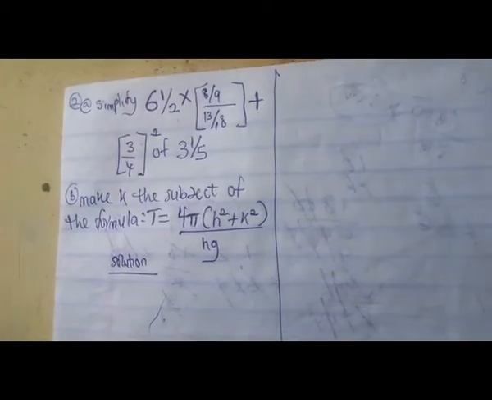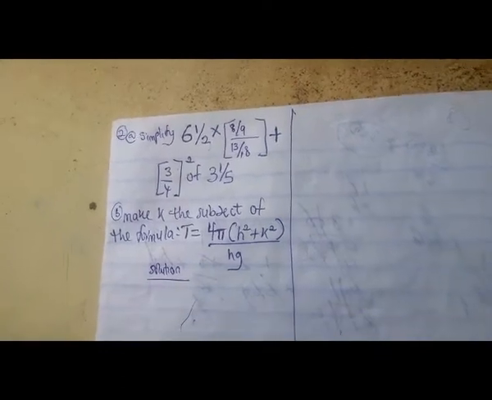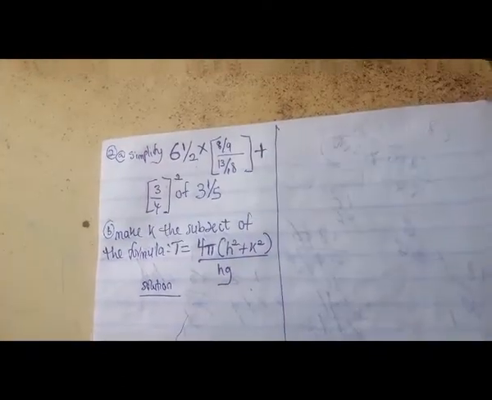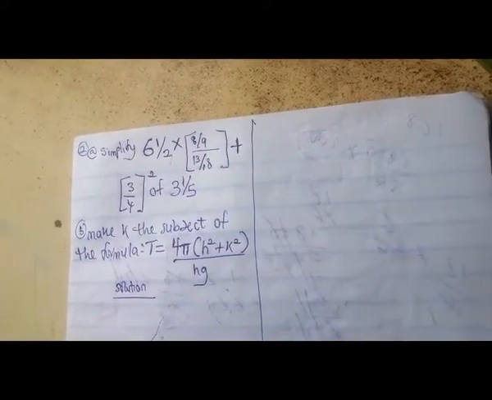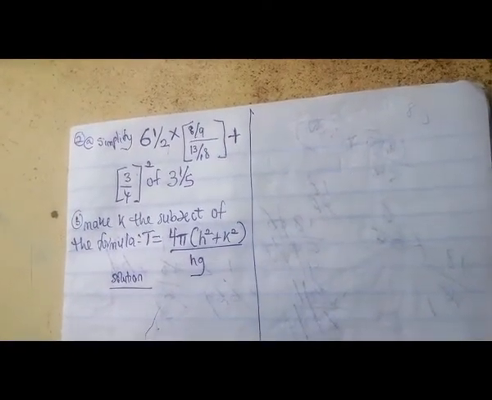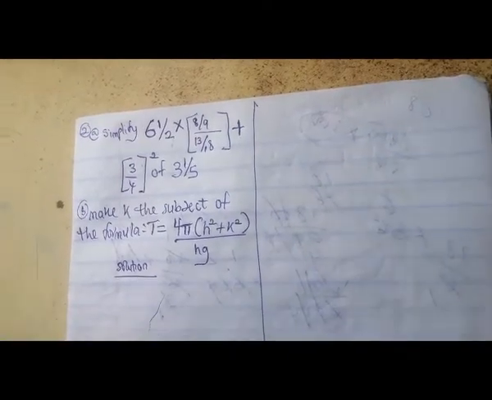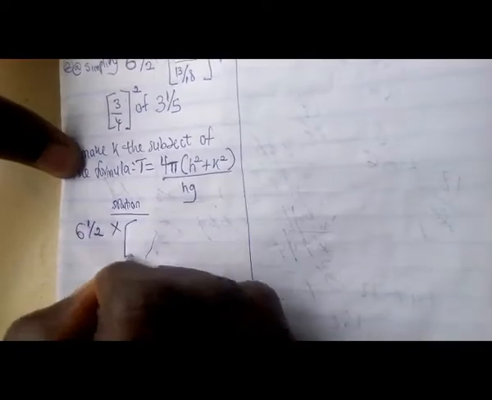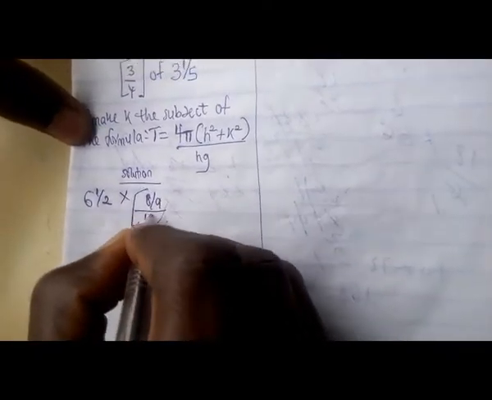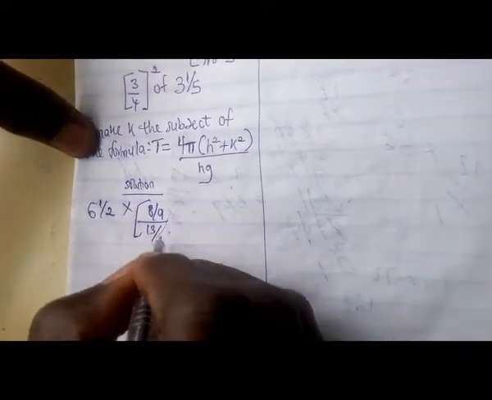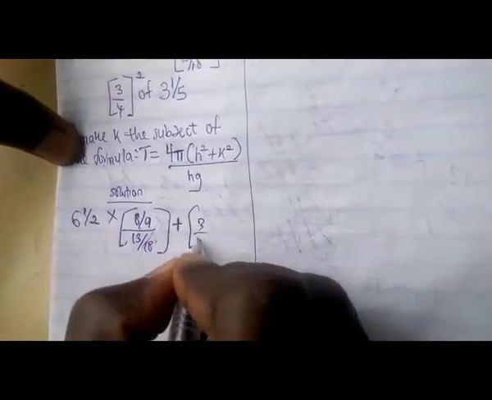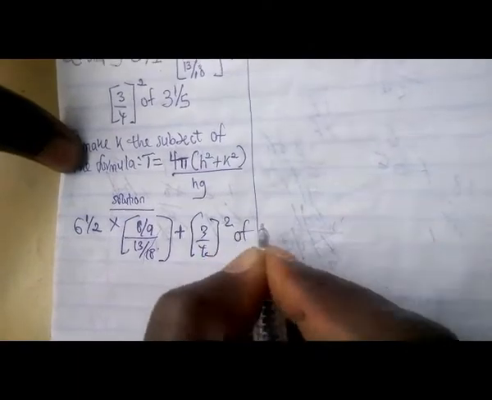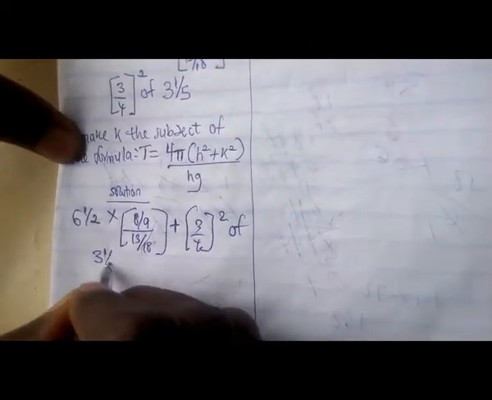Question 2 says simplify 6 whole number 1 over 2 times, into brackets, 8 over 9 divided by 13 over 18, close bracket, plus 3 over 4 all squared, of 3 whole number 1 over 5. So let's solve this question.